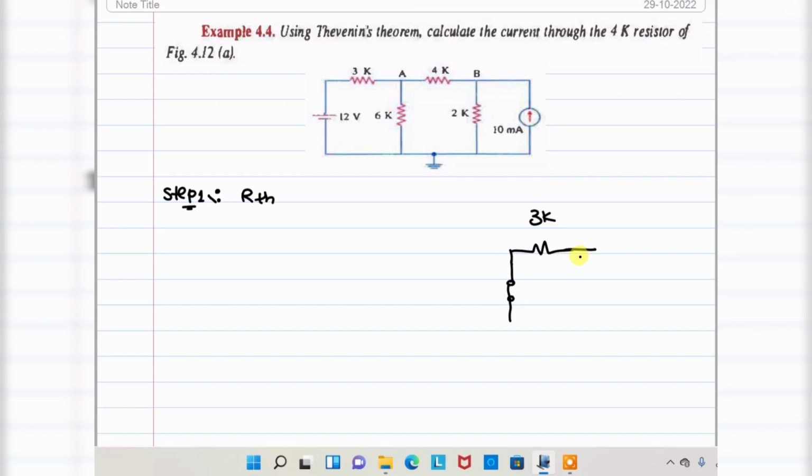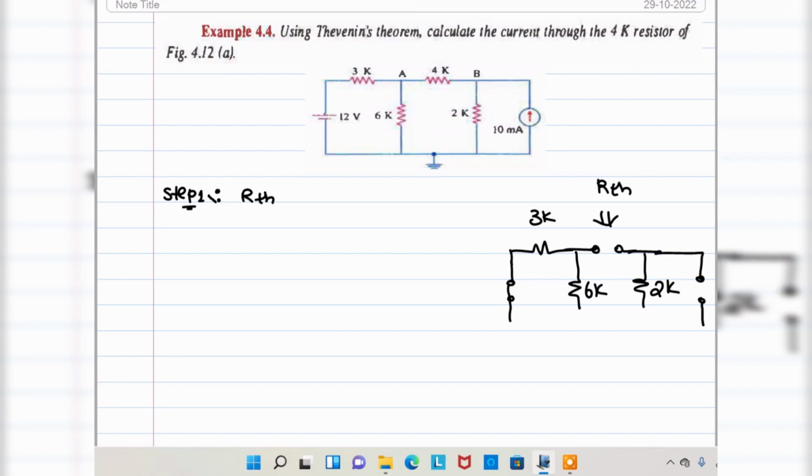3K, 6K kilo ohm. Here you want to find the current flowing through the 4K, right? That should be open circuited. You can see in from here, that is the RTH. Here 2K, this is open circuited.